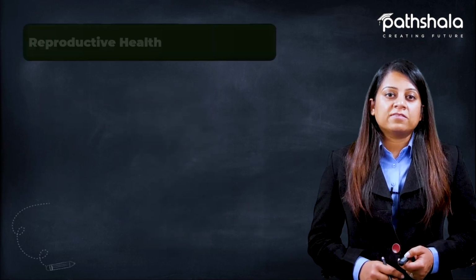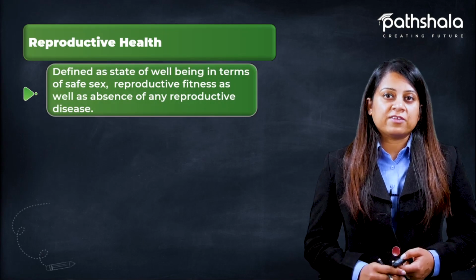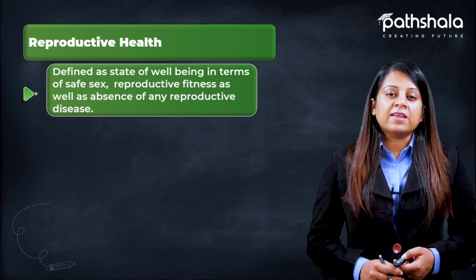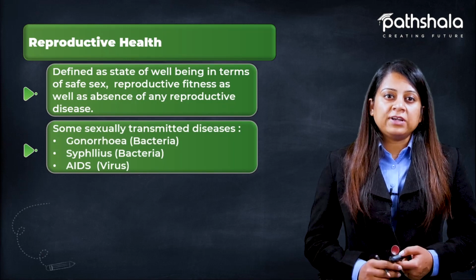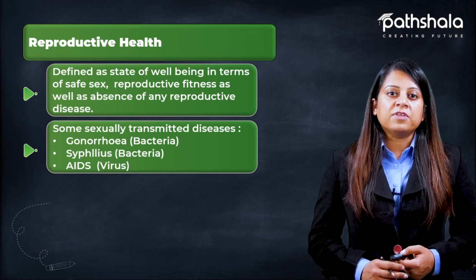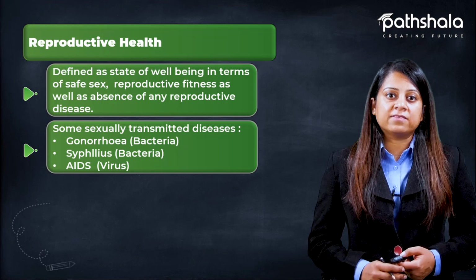Further, next is reproductive health. Reproductive health is very necessary to maintain, basically to avoid various diseases. It is defined as a state of well-being in terms of safe sex, reproductive fitness, as well as absence of any reproductive disease. Some sexually transmitted diseases are gonorrhea, syphilis, and AIDS.